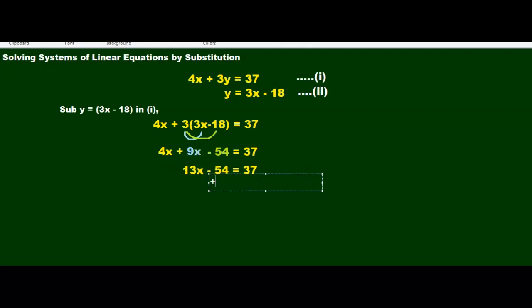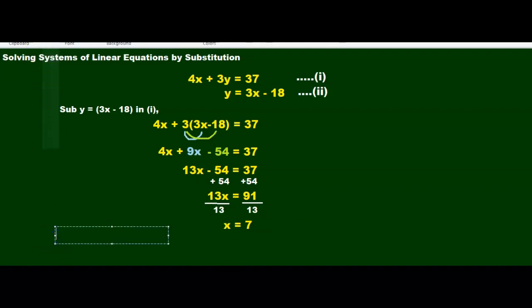And then we're going to add 54 on both sides because we want to get rid of our 54. So make sure you have a plus 54 on each side of our equal sign. And that leaves me with 13x equals 91. Divide both sides by 13. And that leaves us with x equals 7.